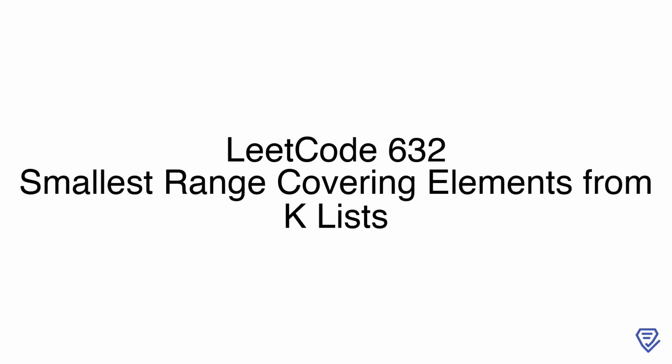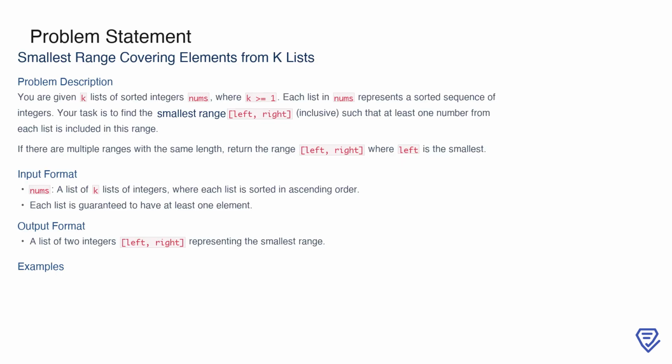Let's get started. In this problem, we are tasked with finding the smallest range that includes at least one number from each of the given lists. You are provided with K lists of sorted integers, where each list is guaranteed to have at least one element. The goal is to determine a range, [left, right], such that every list contributes at least one number that falls within this range. If there are multiple ranges of the same length that satisfy this condition, we prioritize the one with the smallest starting value, left.